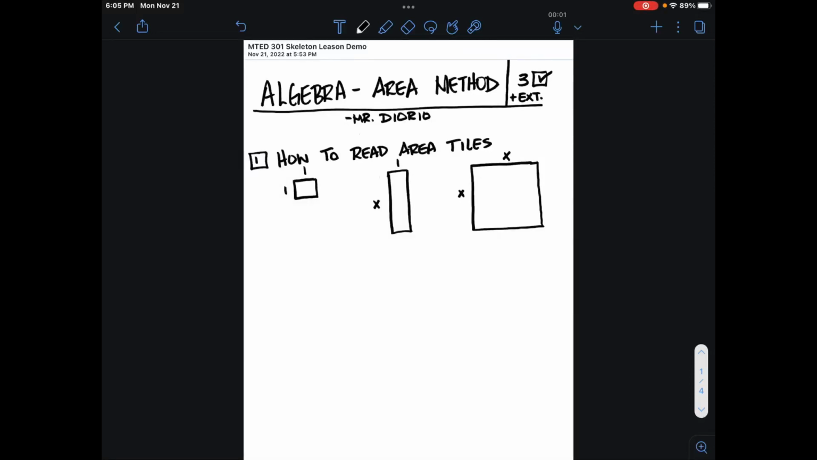Hello friends, so today I will be covering how to read area tiles. We'll be doing 3 boxes and 1 extension problem. So let's go ahead and dive right into it.